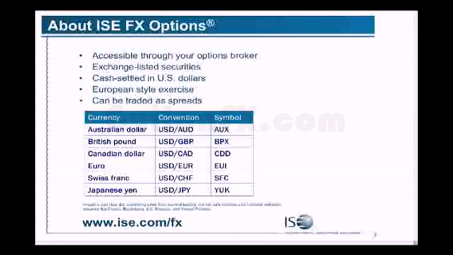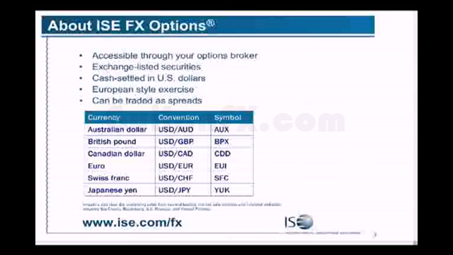And ISE FX options allow you to implement your view of the U.S. dollar against 6 of the majors. So they're accessible through your options broker. They're exchange-listed securities, of course. They're cash-settled in U.S. dollars. They're European exercise, which means they can't be exercised early. Don't worry about that, though, because you can always close out of them anytime. Anytime that the markets are open, you can always decide to either sell or buy them back.